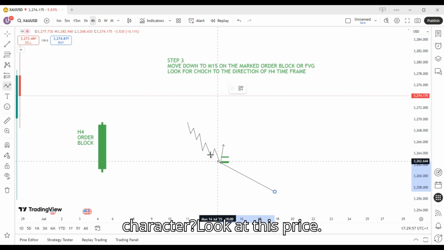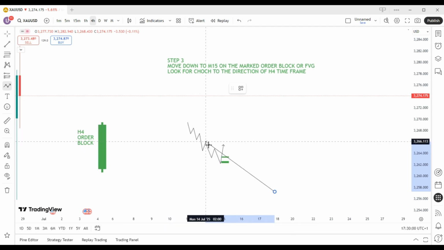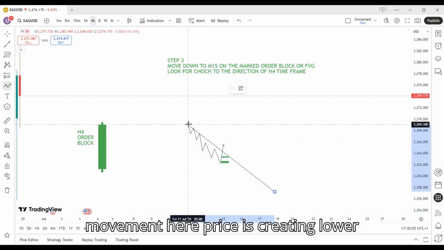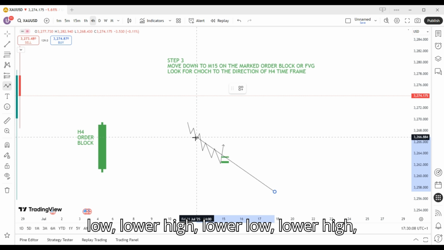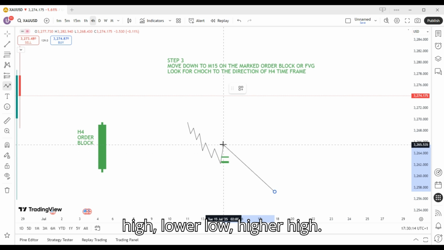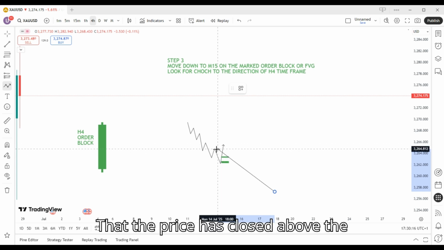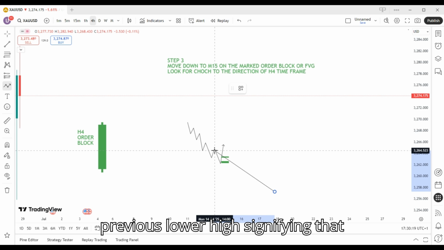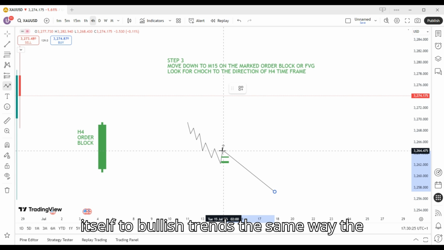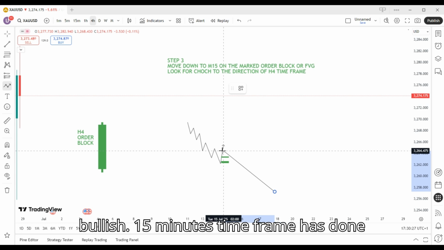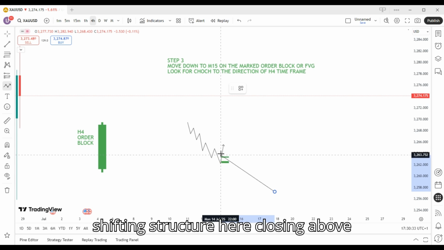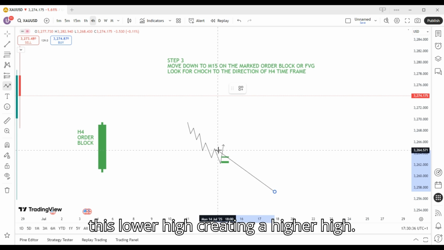What do I mean by a change of character? Look at this price movement here. Price is creating lower low, lower high, lower low, lower high, lower low, higher high. That means price has closed above the previous lower high, signifying that the 15 minutes time frame has aligned itself to the bullish trend, the same way the 4 hour time frame is bullish. The 15 minutes time frame has also gone bullish by shifting structure here, closing above this lower high, creating a higher high.